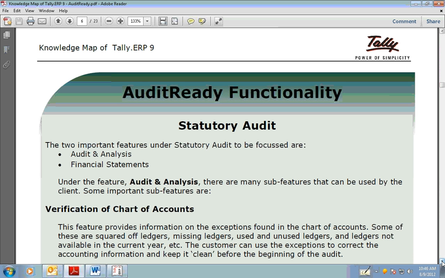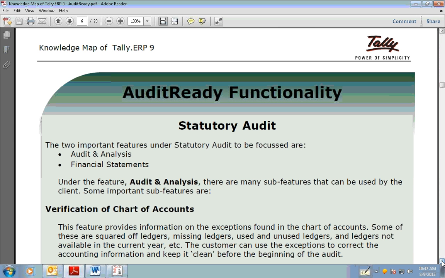Alright? So why should we verify? Let us see this. This feature provides information on the exceptions found in the chart of accounts. I have my own business chart of accounts as per my business requirements, and when you verify, what exactly should be done, what are the exceptions there.